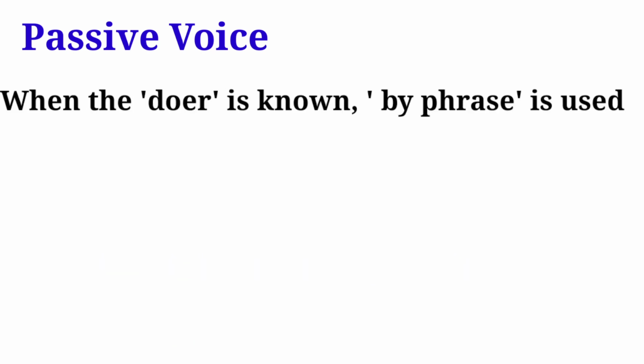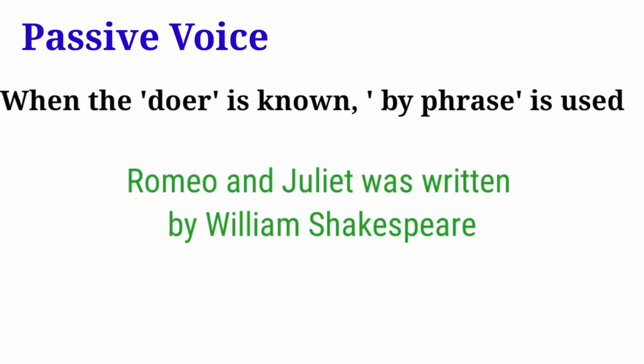When we know who performed the action and would like to mention the doer, the by phrase is used. For example, Romeo and Juliet was written by William Shakespeare. However, in such cases, it's more appropriate to use the active voice.